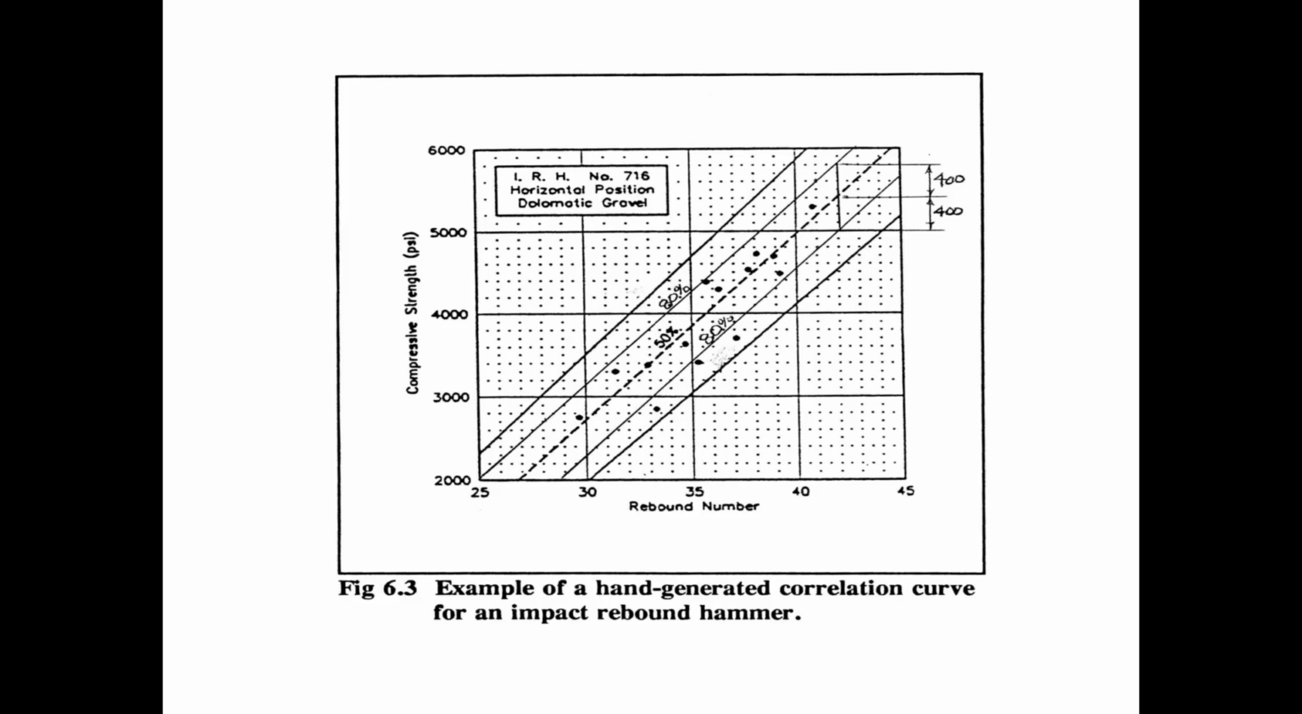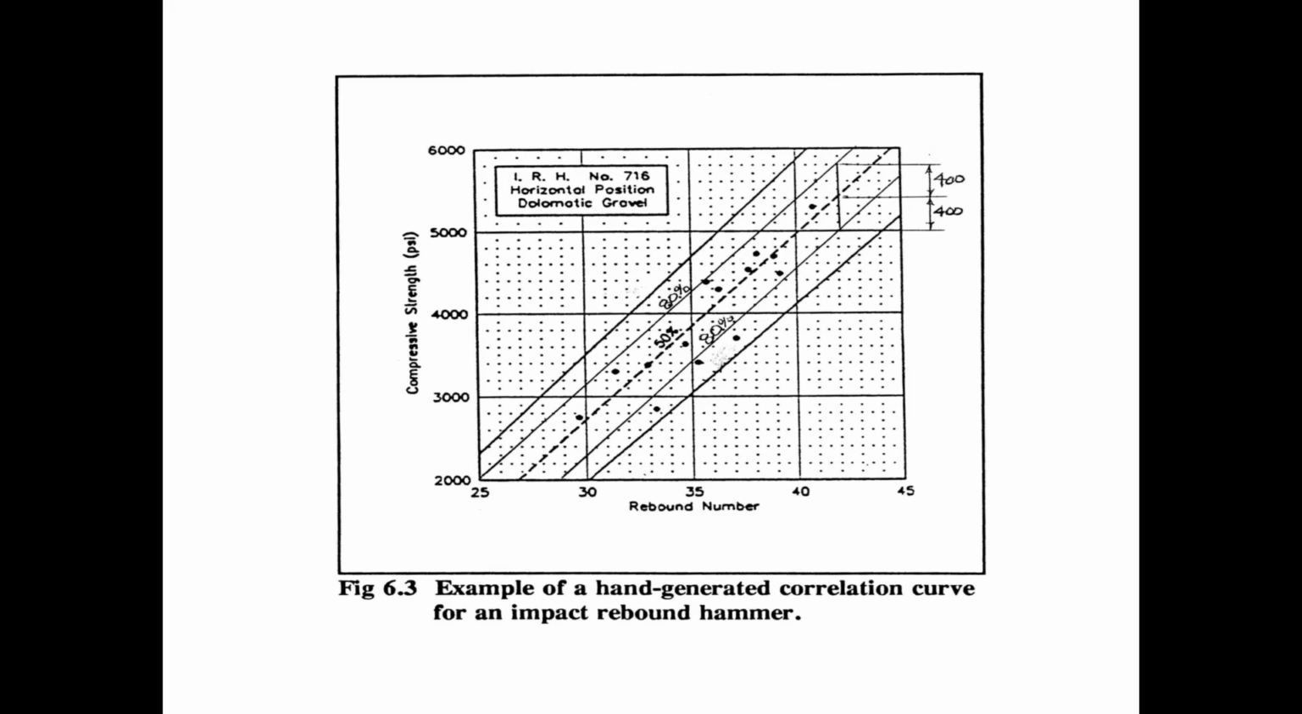So using that line right through the middle, that would give us the average strength based on a given rebound number. So if we've got a rebound number of 35, then using that dashed line right through the middle of our data, if we go up to that 50% line and then go over and read our compressive strength, we get something like 3,800 psi. And so what that's telling us is that on average for a rebound number of 35, we've got a compressive strength of 3,800 psi.